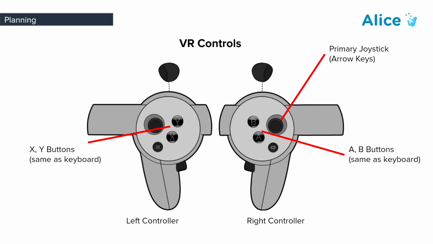Note that these controls will work on both a computer keyboard and a VR headset because the arrow keys on the keyboard map to the primary joystick, the right one, and the X, Y, A, and B buttons on the keyboard map to the joystick X, Y, A, and B buttons.